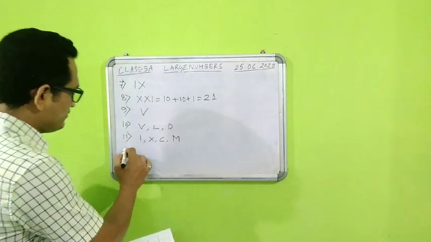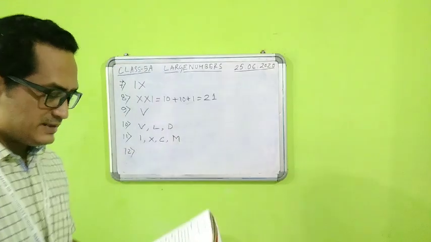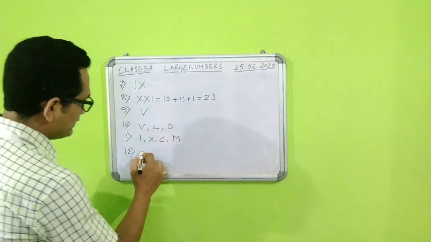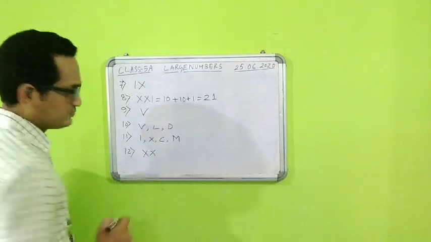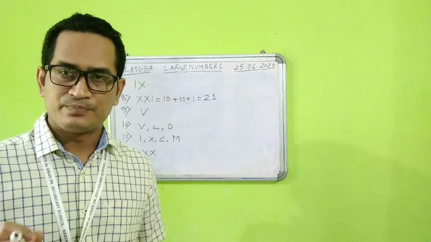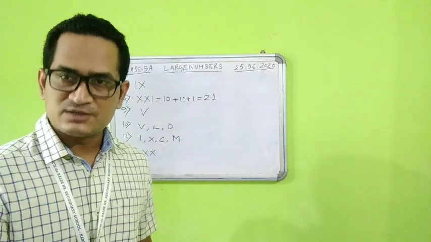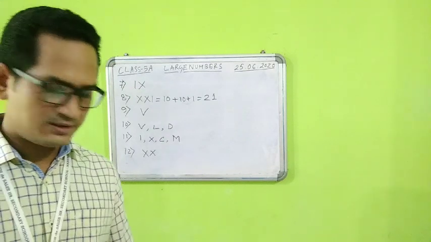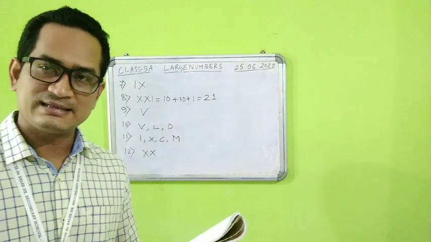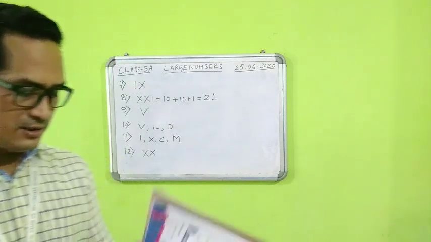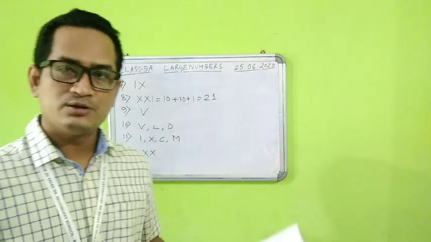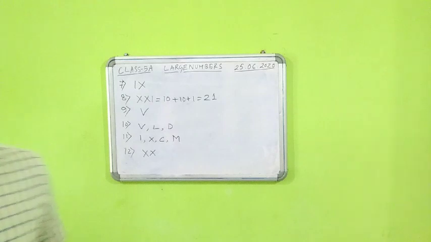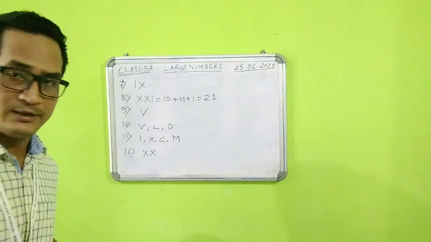Then question number 12. It says, what is the Roman numeral for 20? Now the Roman numeral for 20 will be XX, because X stands for 10. So if I repeat X once more, it will be 10 plus 10 and that will give you 20. So the answer for number 12 will be XX. Okay, so students, please pause the video and note it down, and I'm going to question number 13 now.